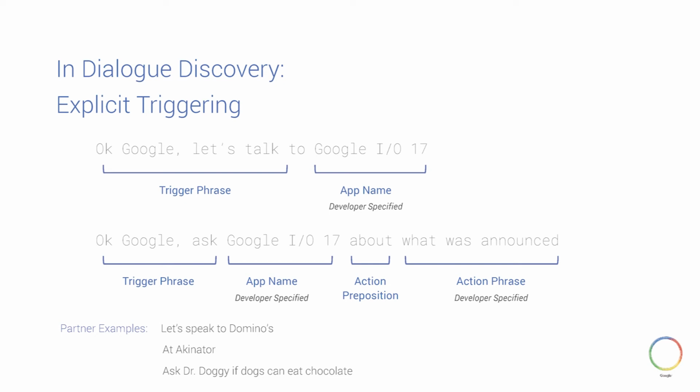You can also do something which is more like a deep link, which bypasses the welcome intent and triggers a particular intent for the user. This is still explicit triggering, but this example is that the user says, okay, Google, ask Google I/O 17 about what was announced. And this means that the action phrase, which is what was announced, will be automatically passed to the assistant app running on API.ai or on Actions on Google directly, straight after the user invokes this agent.